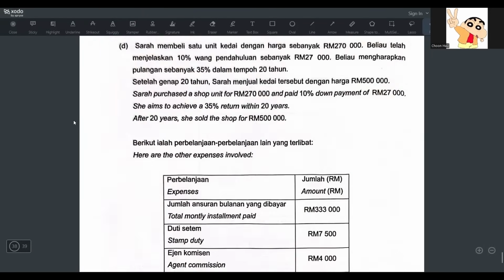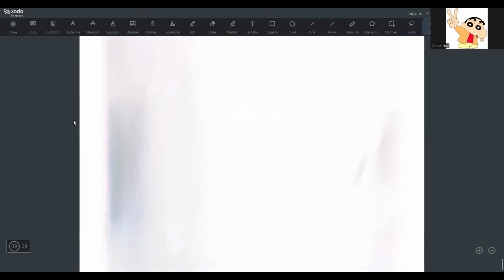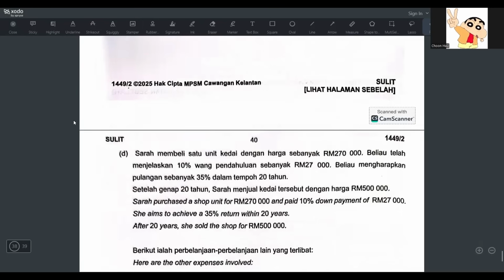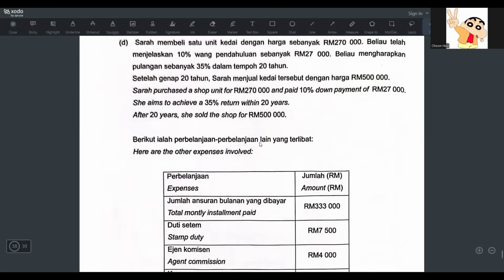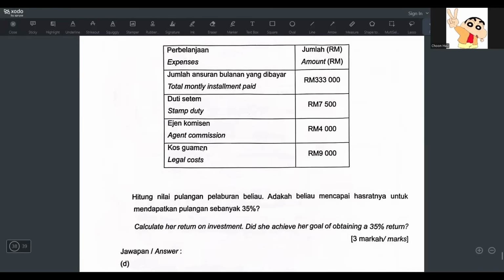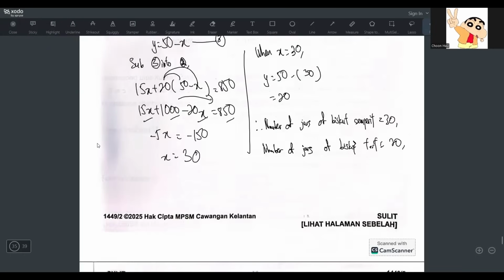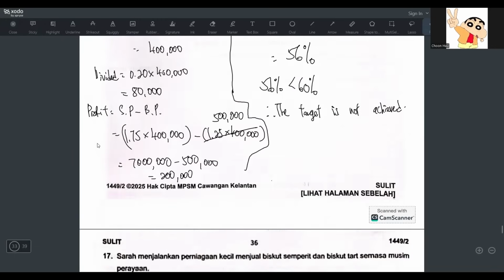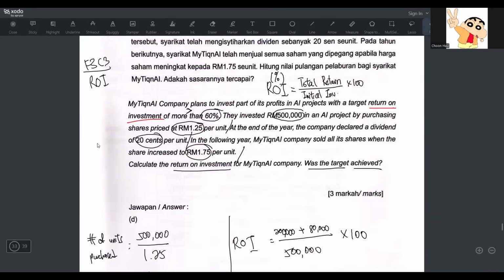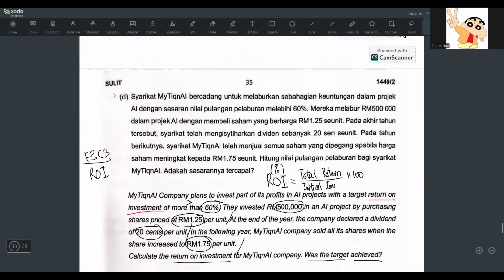All right, now we are on the last question, soalan D, right? Yeah, this is the last one. Okay, let's finish this. Okay, what chapter is this? I see shop, I see down payment, I see stamp duty, coefficient, ROI. Okay, this one is from chapter 3. And it's also under ROI. Sama lah dengan soalan yang kita buat tadi. Just now also got the ROI question, right? This one. You remember? It's the 16D, right?